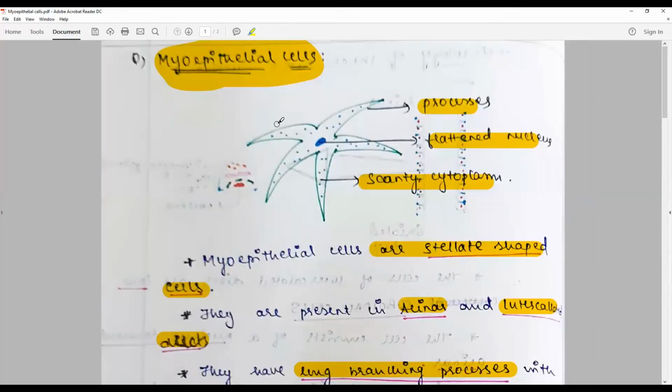That ends the discussion on myoepithelial cells. A histopathology diagram would be greatly appreciated.